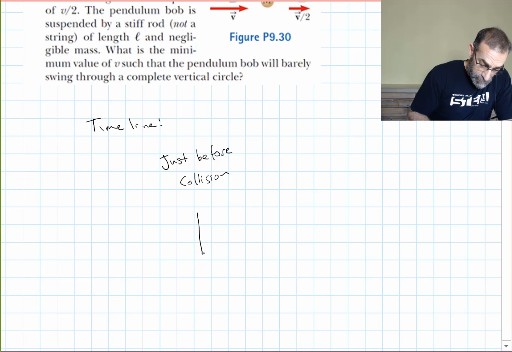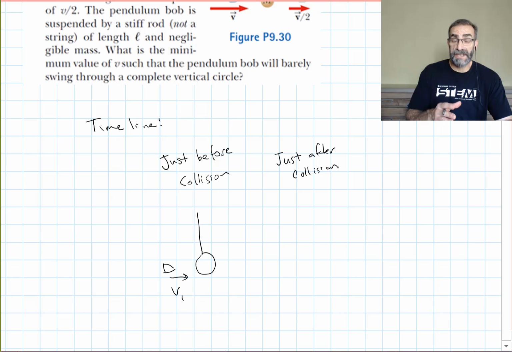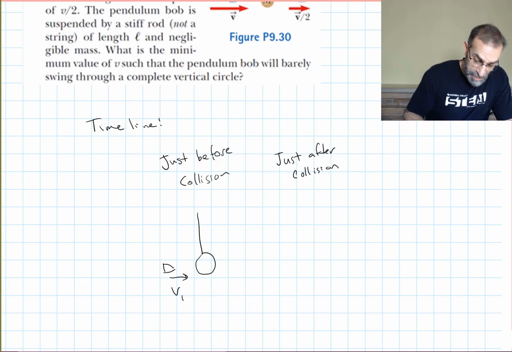I'm going to call that V1. The pendulum is at rest. Then we always want the split second before the collision and the split second after the collision as two of our times on our timeline. I've got the split second before the collision. The split second after the collision looks like this.